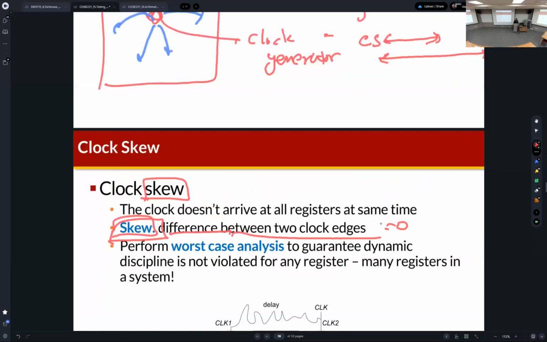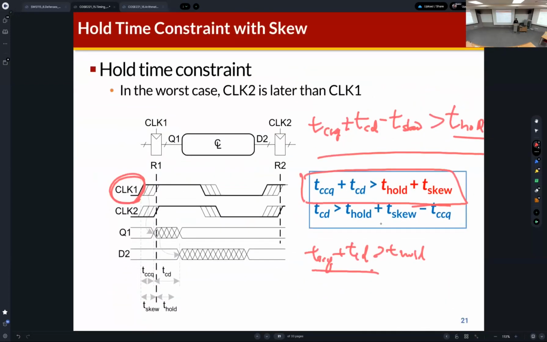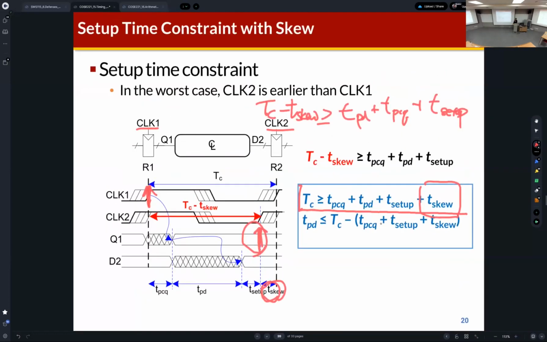When we consider the setup time constraint and hold time constraint, I also mentioned that we need to consider the clock skew. Just remember that we need to consider the worst case. When we design a system, we need to consider the worst case, right? Why?